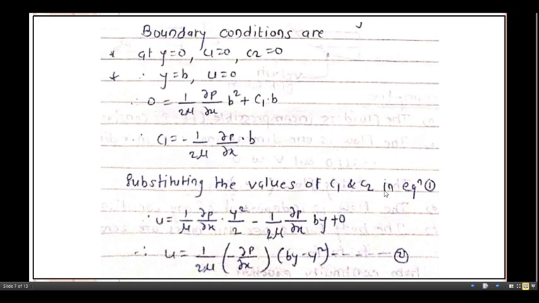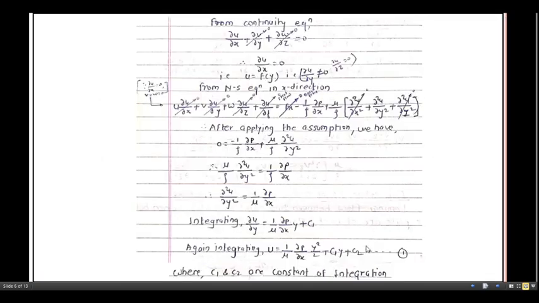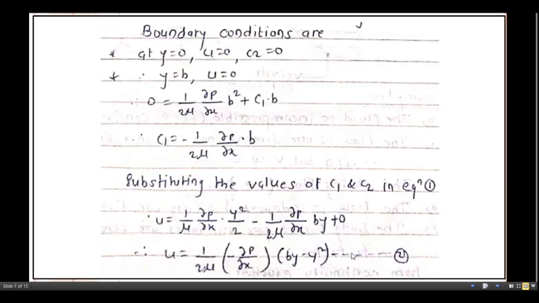Substituting the values of c1 and c2 in equation number 1. Observe this equation carefully, this one and this one. These are the values we have, c1 and c2. Now substitute these values into this equation, and once we substitute them, we can get the velocity distribution.